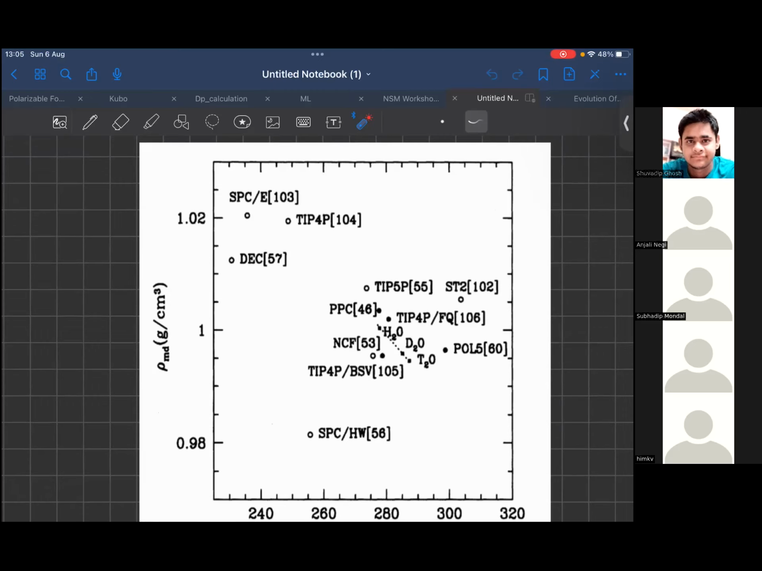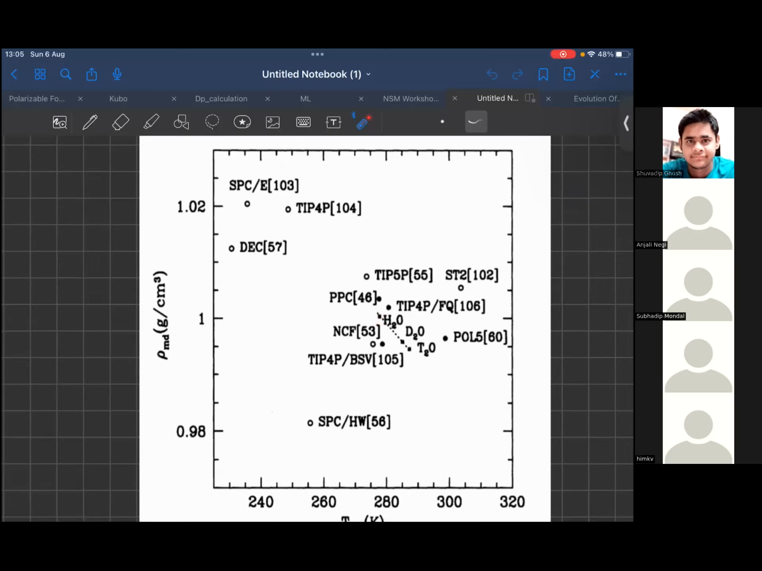If you see this plot, the solid dot is for the polarizable water model, and the circle is for the rigid water model. These three are for water. So no water model was able to produce that. If anything, the closest comes around 14 degrees centigrade. At 14 degrees centigrade, TIP4P-FQ was able to produce this maximum density.